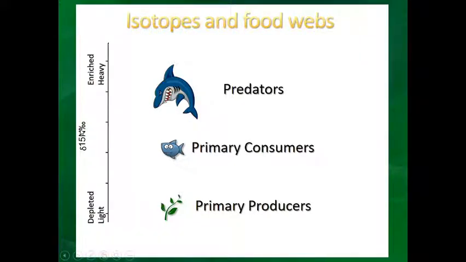Per mil is the percent sign with an extra 0 attached to it, meaning it's much, much smaller there. Okay, so it's very tiny differences, but they are trackable. So you have primary producers that don't have very much nitrogen 15.